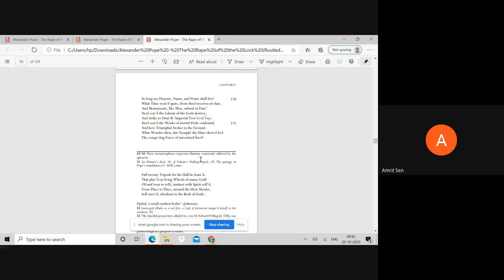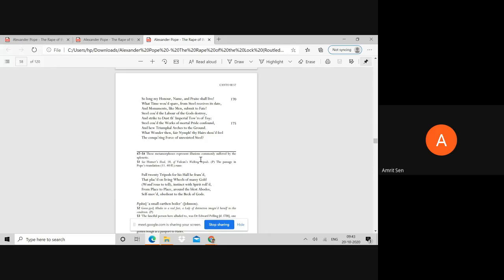There's also a sexual allusion here. Steel can refer to male hardness, which can destroy Belinda's virginity, as it were. So you can see how beneath the latent surface lie ripples of sexuality. Steel could the works of mortal pride confound, and hew triumphal arches to the ground. So he's talking about historical battles where Troy is destroyed, and comparing it mock-heroically to the cutting off of the lock of Belinda's hair.